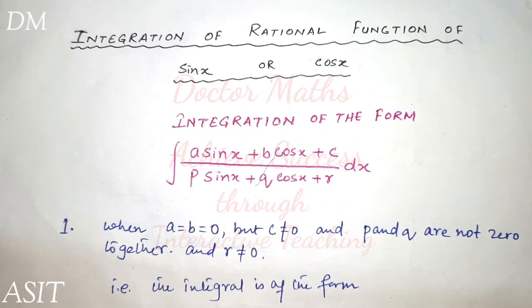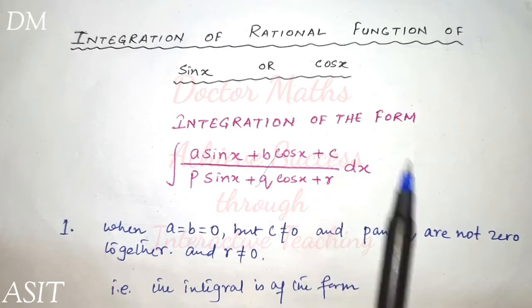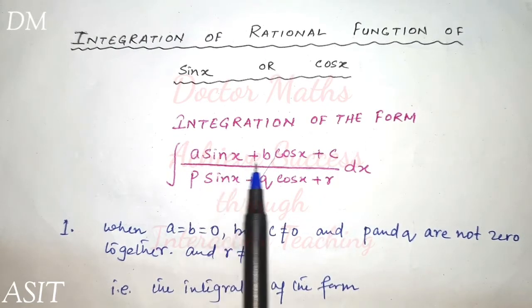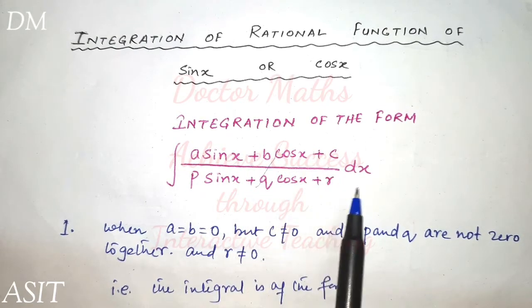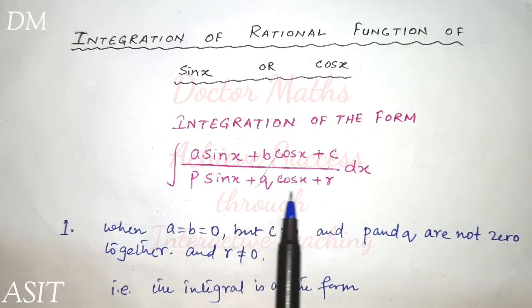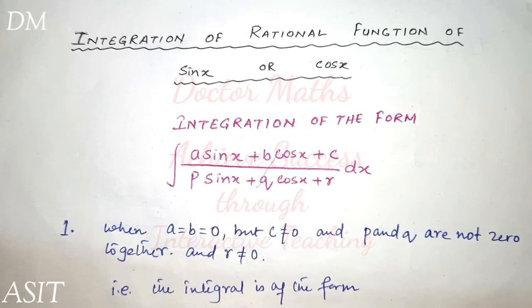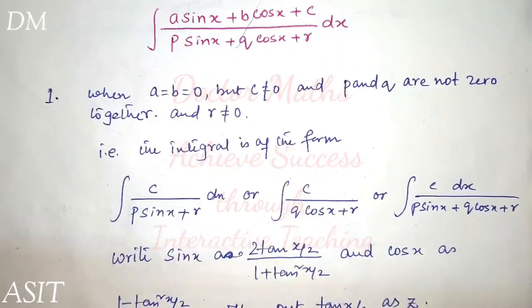Now today we will learn integration of rational function of sin x or cos x. That is the integration of the form (a sin x + b cos x + c) by (p sin x + q cos x + r) dx. So there are two cases.